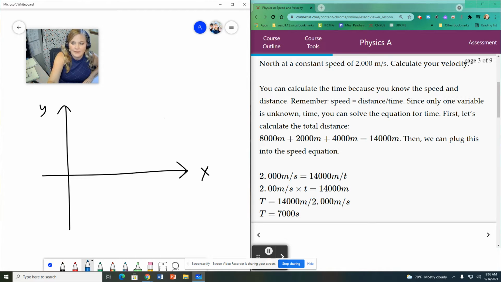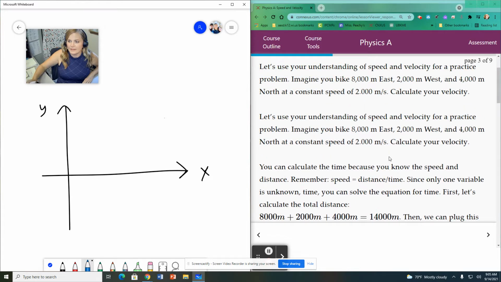We're moving 8,000 meters to the east, right? So this is almost like a compass direction. So we have north, south, west, and east, okay? So kind of keep that in mind. Whenever we're doing a Cartesian coordinate system, we're going to use the compass directions that correspond to that. So I'm moving 8,000 meters this direction, and then I turn around and go 2,000 meters back, right?